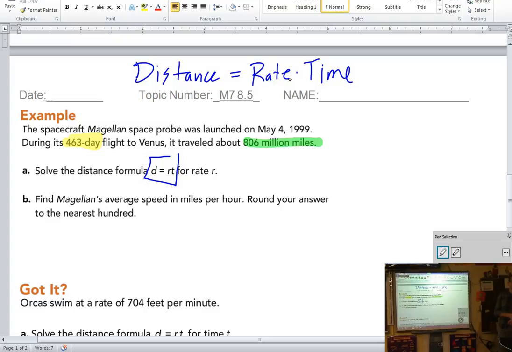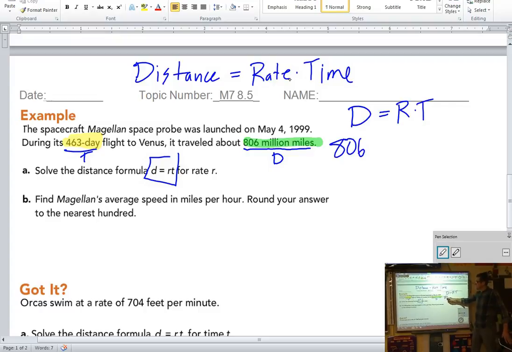Imagine being in space for a little over a year. And because it went to Venus, it went a total of 806 million miles. So when we set this up, that 806 million miles is my distance. This 463 days is my time, because that's how long it took. So D equals R times T. My D is 806 million, so you have to tack on 6 zeros, equals, we don't know our rate, but we do know our 463 days.